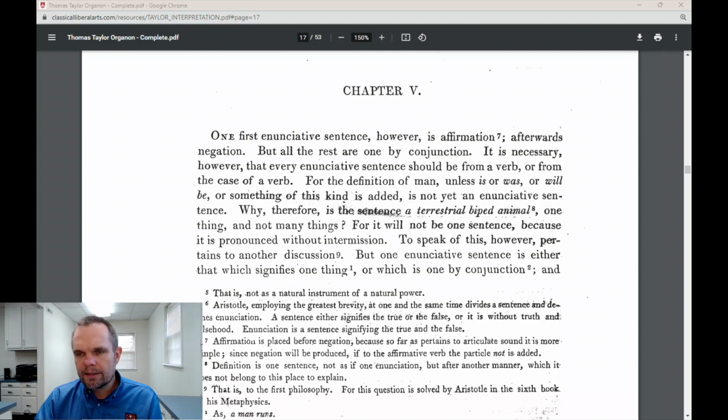Why, therefore, is the sentence, and notice it's in italics here in this translation, so we could put it in quotation marks to make it clearer. Why, therefore, is the sentence, quote, a terrestrial biped animal one thing and not many things? So let's understand this. Why is the sentence, quote, a terrestrial biped animal, unquote, one thing and not many things? First of all, notice that he refers to this little phrase, a terrestrial biped animal. He refers to it as a sentence in the translation here.